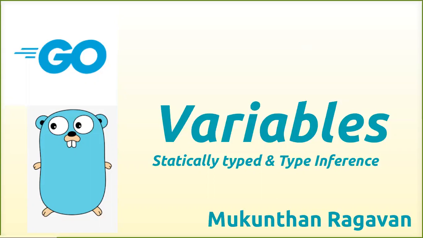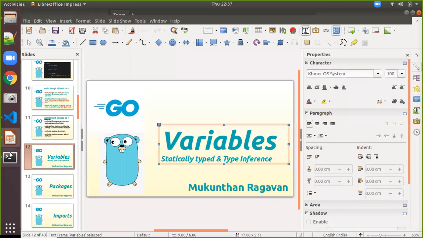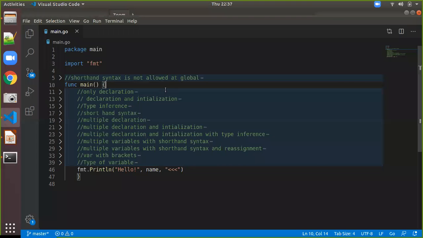So more than talking, we will understand each and every possibility inside the variables. Just jump into Visual Studio Code. This is the same program that we have seen in the previous video: package main and import fmt just to print the statement. And we have a lot of possibilities that we are going to discuss here. We will go one by one.